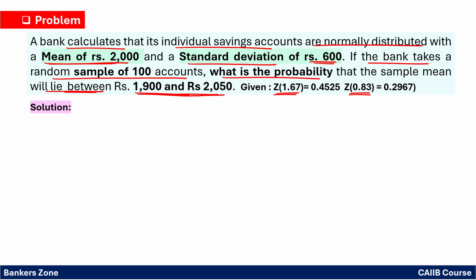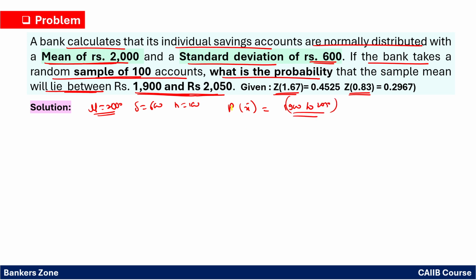Now it is very interesting. See what they have given. They have given the mean of the population. What is mu? They have given 2000, right? Standard deviation sigma they have given 600. Sample of 100 means small n they have given 100. They are asking the probability that the sample mean, x bar, will lie between 1900 and 2050. That we have to identify.